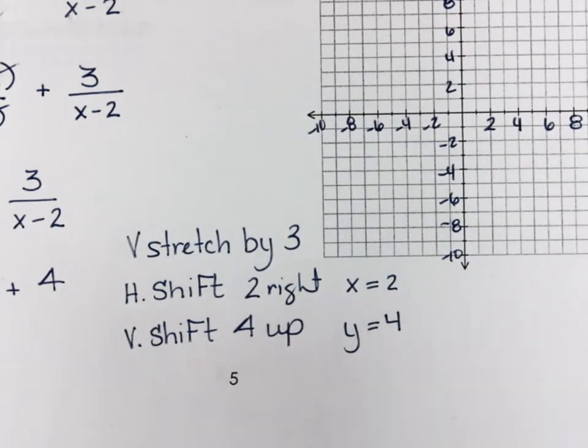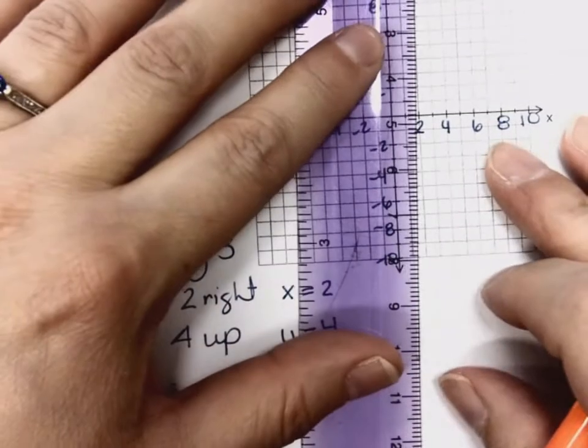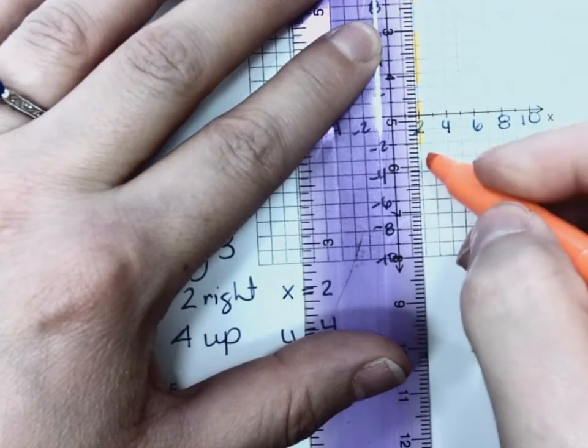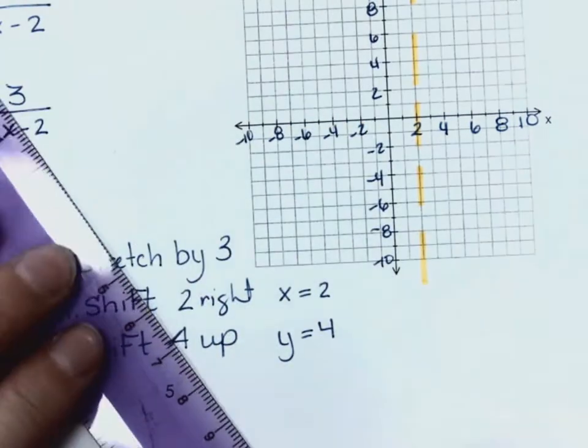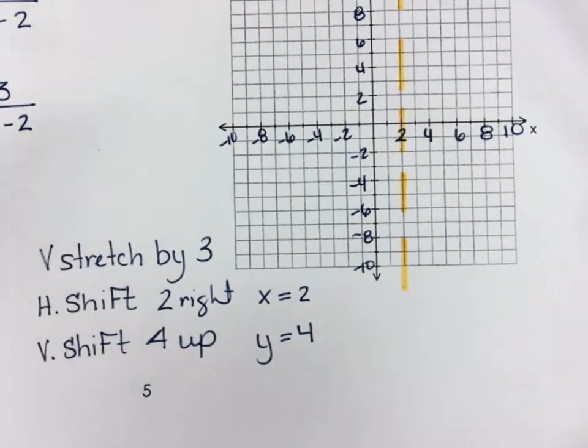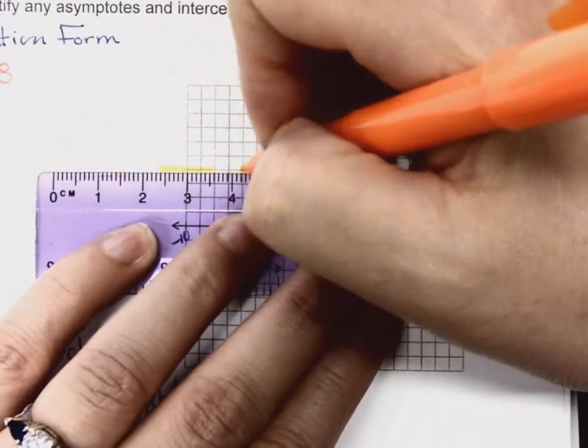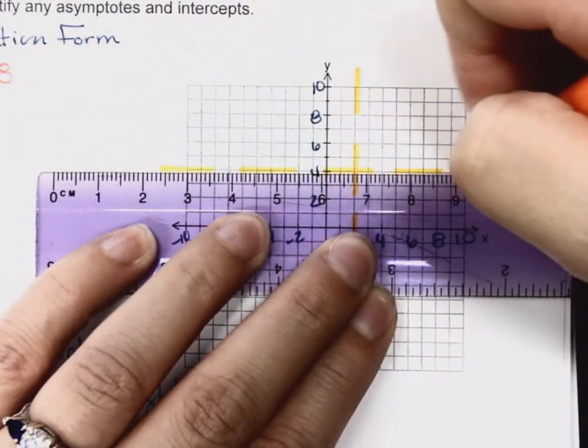Okay, so I'm going to draw my asymptotes. And that's probably the first thing I do every time I graph one of these, is make sure my asymptotes are on, just because it gives me the boundaries. It helps me see where I can go and where I can't go.